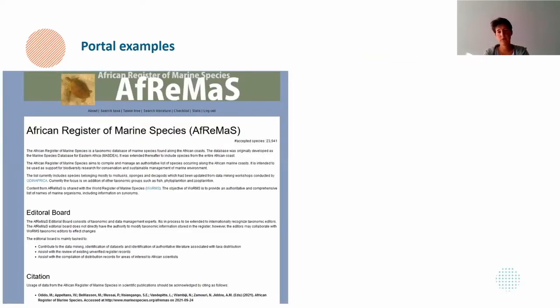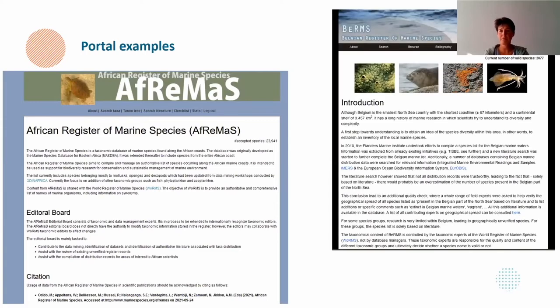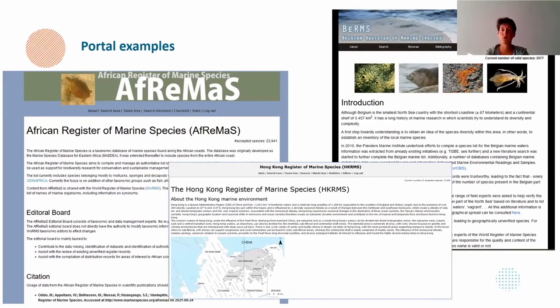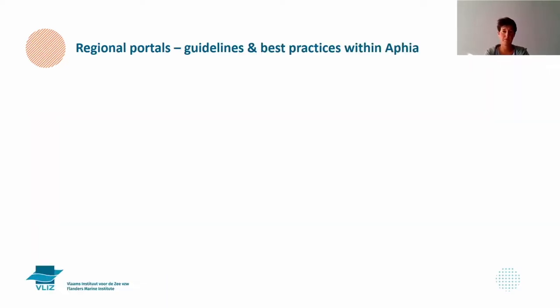Now, what we also have is regional portals. So for example, an African register of marine species, again, built on this AFIA database infrastructure, and through this interface only displaying the species that have a link with Africa. The same for a Belgian register that we have, and also a Hong Kong register. These are just a few examples of what we have, what we manage.